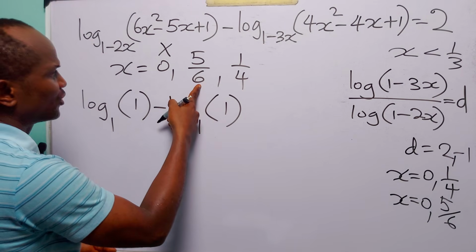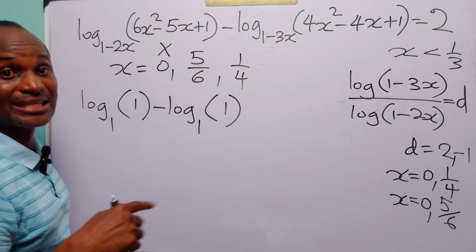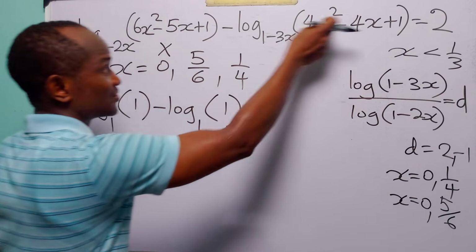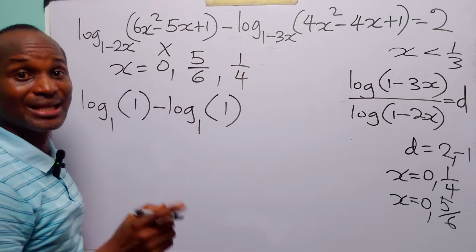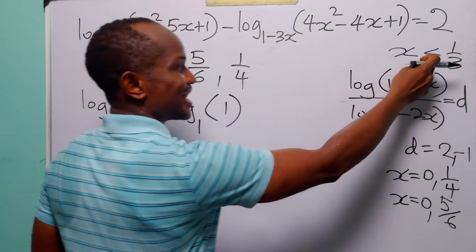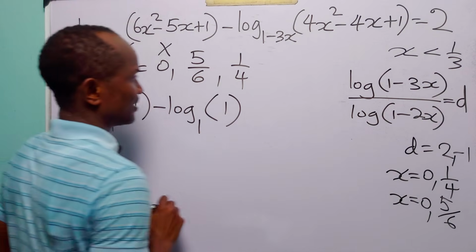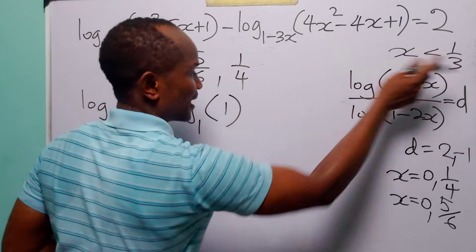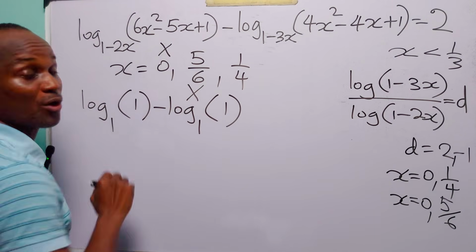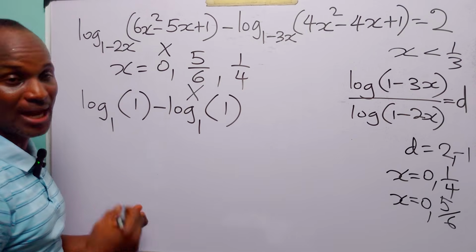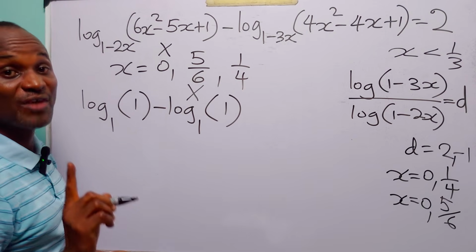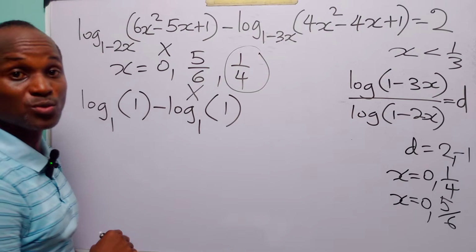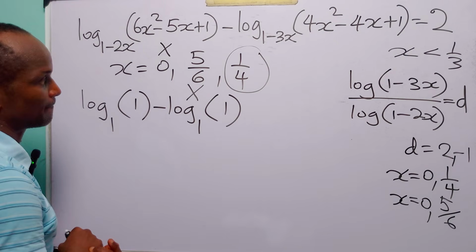Now, for the second value of x, remember that at the beginning of the video, we found that for any value of x to satisfy this logarithmic equation, then that value must be less than 1 over 3. 5 over 6 is not less than 1 over 3. So this value of x is also unacceptable. So the only value of x that satisfies this equation is x equal to 1 over 4.